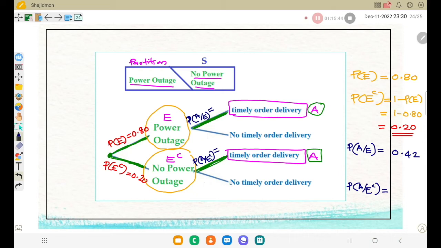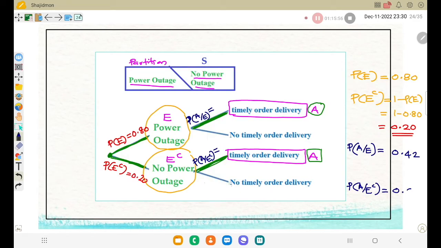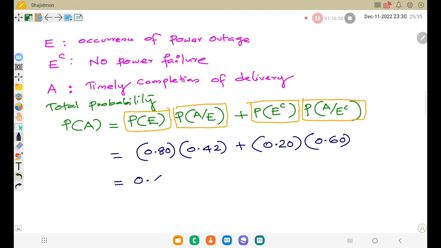Now probability of A given E complement, that means timely order delivery under no power outage. Correct? What is that one? Here it is written. No power outage, on time delivery is 0.60. Hope you understood. Now these four numbers you can apply here. You will get the answer. So 0.80 probability of E, A given E means 0.42, plus probability of E complement 0.20, A given E complement 0.60. So totally 0.456. So this is the total probability. I hope you understood this question.